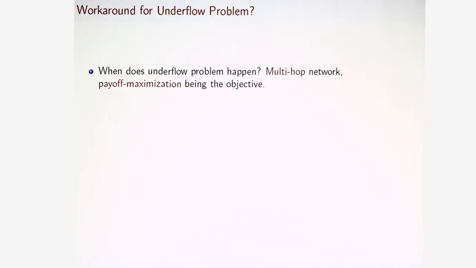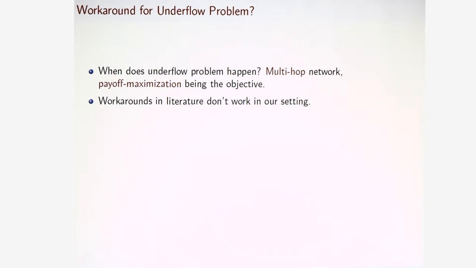So this underflow problem doesn't always happen. It happens for multi-hop networks. Okay? And it happens for the case where payoff maximization is the objective. For a single hop network, actually this doesn't happen because the dynamic of queue lengths under a backpressure policy is a projected gradient descent. So it has a good property on the boundary of the state space. But for a multi-hop system, that's not the case. Because if the upstream queue is empty, it cannot dispatch, and you will also starve the downstream queue.